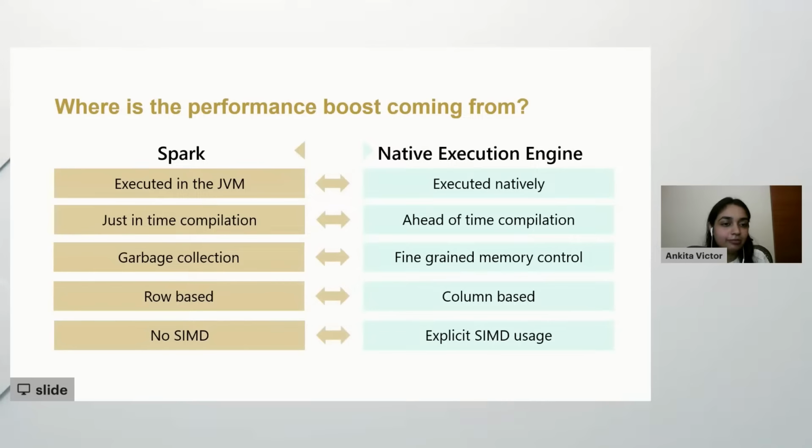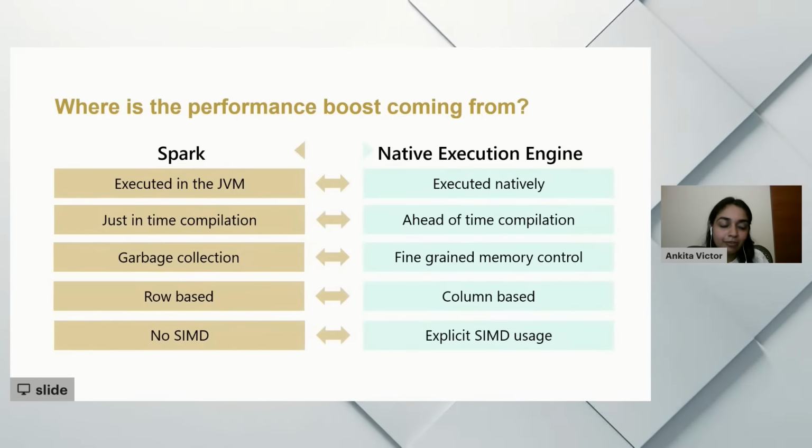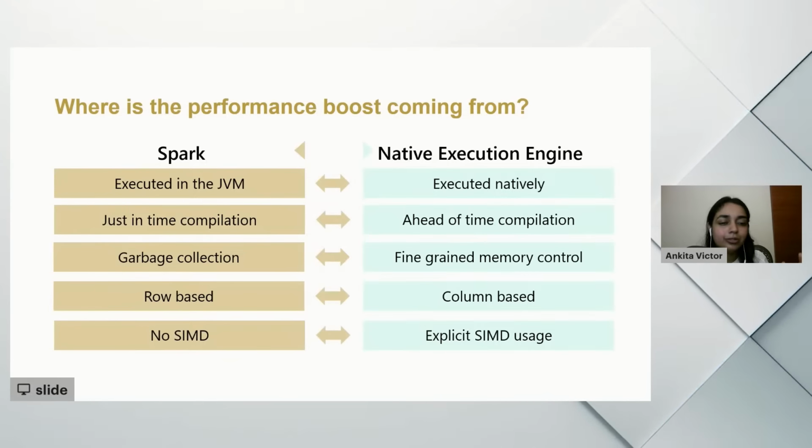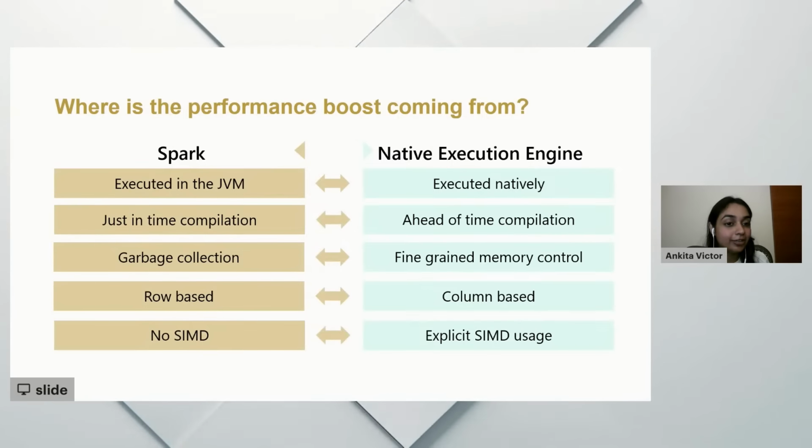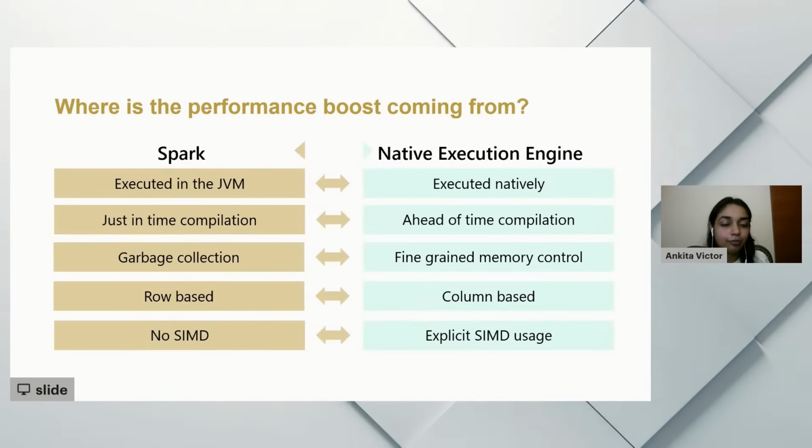So we have Velox, we have Gluten. Both of these make up the native execution engine. So where is the boost coming from? Spark is written in Scala, which is executed in the JVM, and we spoke about how JVM comes with its own overheads. The native execution engine, of which Velox is the execution component, is written in C++. So that means it is executed natively, not in any kind of virtual machine.